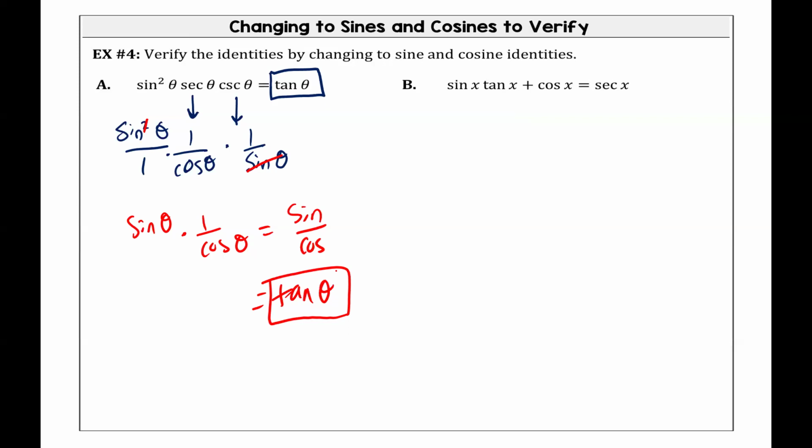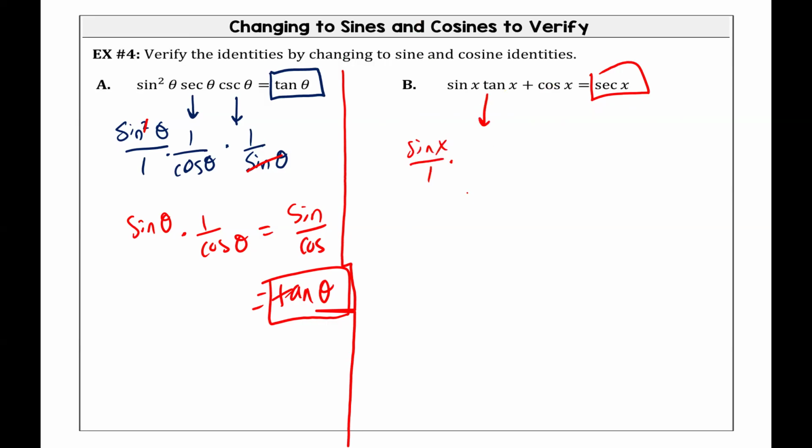All right. Next, we're going to do part B together. I want to go over meeting these lines. So we have sine x, tan x plus cosine x, and the goal is to make this into secant x. Sine is already in terms of sine, so we're going to leave sine alone and let it be sine x over 1.